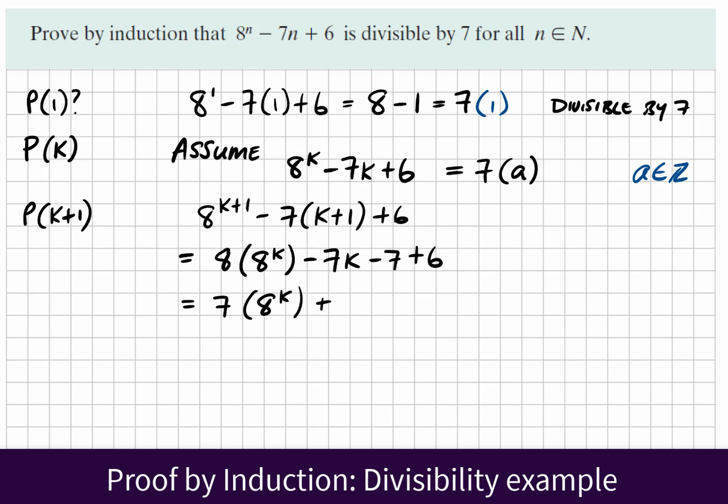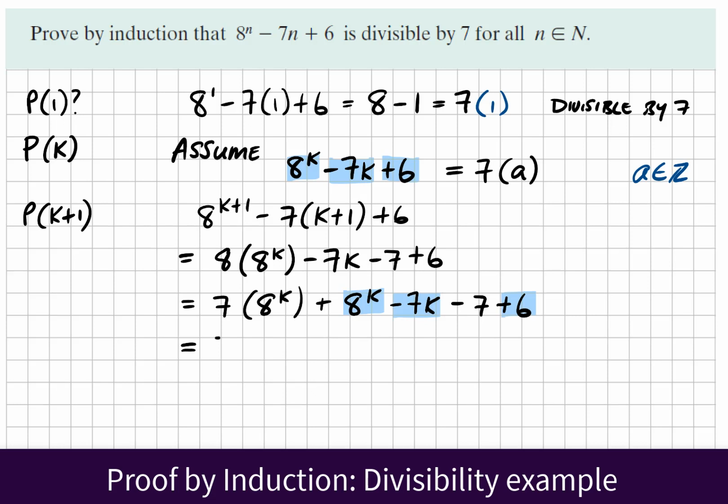The reason for doing this is I want to show that everything is divisible by 7. So I'm taking 7 groups plus 1 group. And what I'm left with then is 7 times 8 to the power of k, plus 8 to the power of k, minus 7k, minus 7, plus 6. Now I'm going to use the assumption we made. Let's compare this expression with the assumption that we have. So we see the assumption has this 8 to the power of k term, a minus 7k term, and a 6 term.